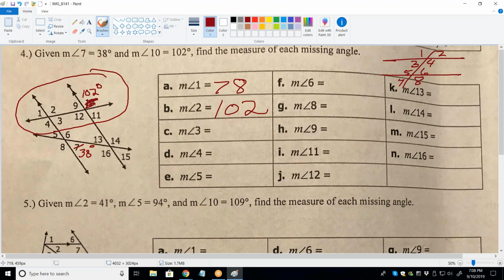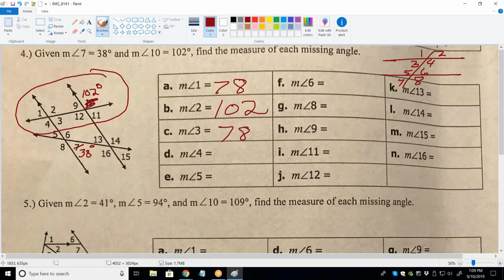What is 3? What are 1 and 3? 78. Vertical angles. Vertical angles are equal. So yes, 3 is 78, because it's equal to 1. What's 4 equal to? 102. You got it. 4 is equal to 102.